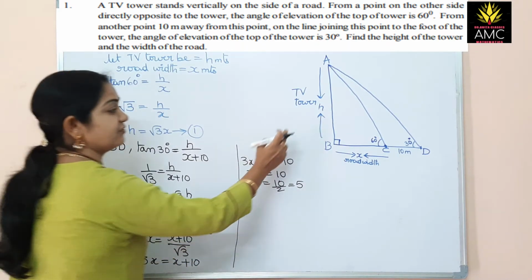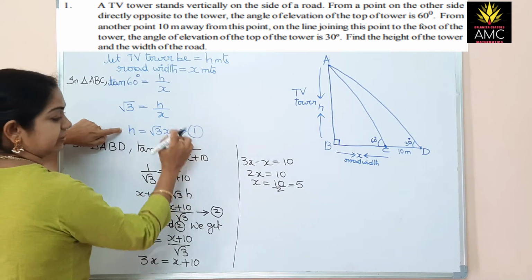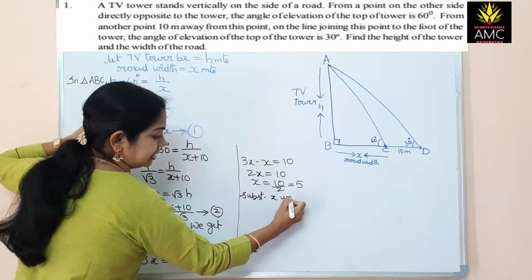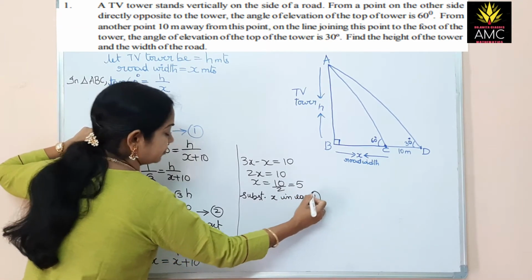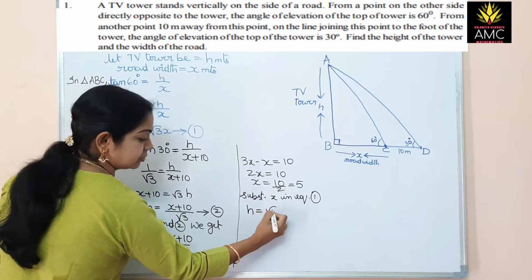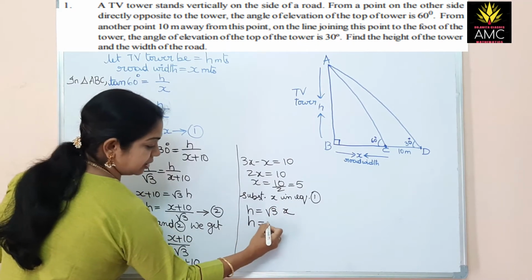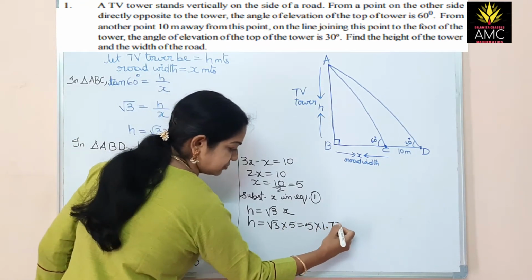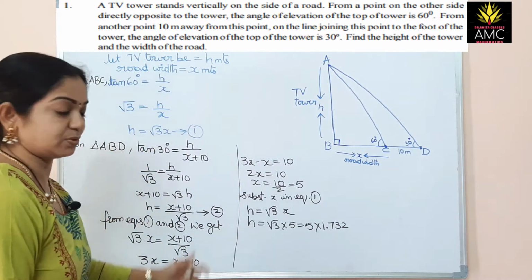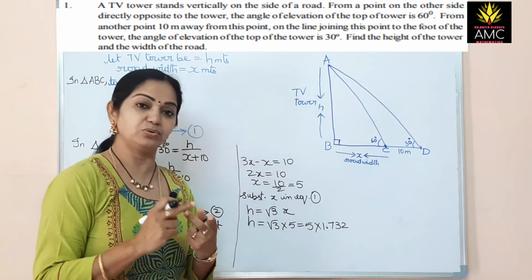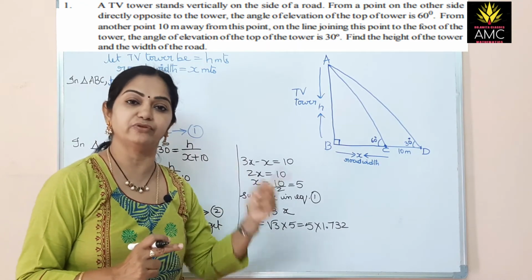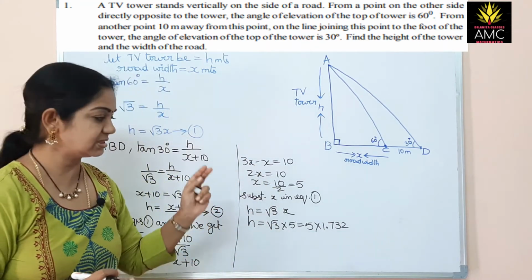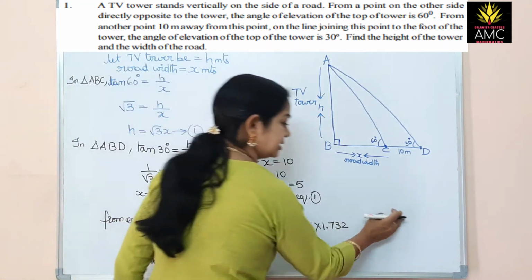Now with this we will find h. Now we have, substituting in equation 1, substitute x in equation 1. Why? Because equation 1 is h is equal to root 3x. Now h value I want, root 3 into 5. So that comes to 5 into 1.732. Root 3 value is 1.732. And students, you need to remember root 2, root 3, root 5. Root 2 is 1.414. Root 3 is 1.732. Root 5 is 2.236. So these three are standard. So if you remember, you can easily calculate.